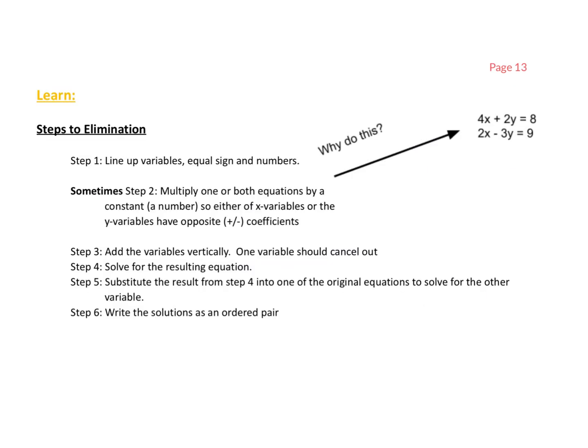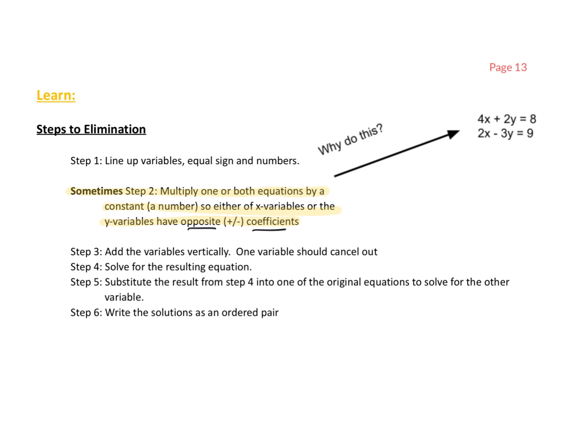All right, now it's time to take a look again at that second step that we bypassed the first time. Sometimes you're not going to be able to eliminate one of the two variables, like in the last two problems, without doing something different to the equation. So sometimes step 2 is you're going to have to multiply one or both of those equations by a constant or a number so that either the x variable or the y variable can have the opposite coefficients. We want opposite coefficients so we can add them to cancel them out.